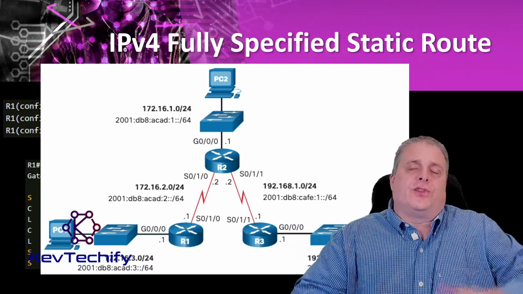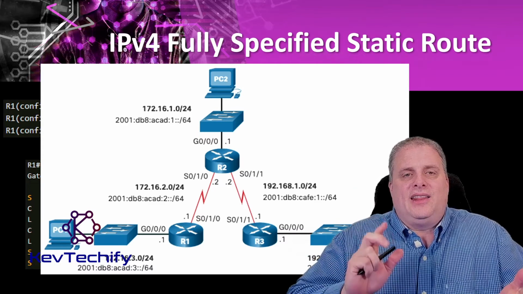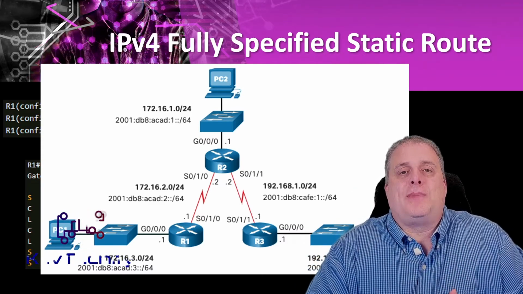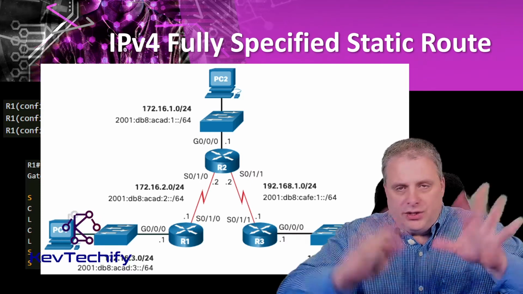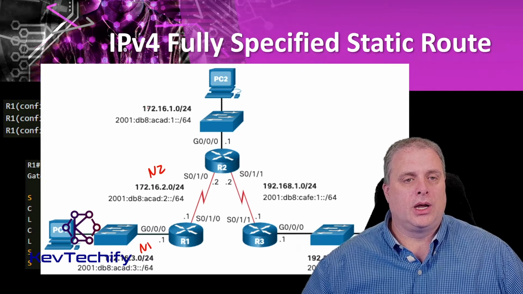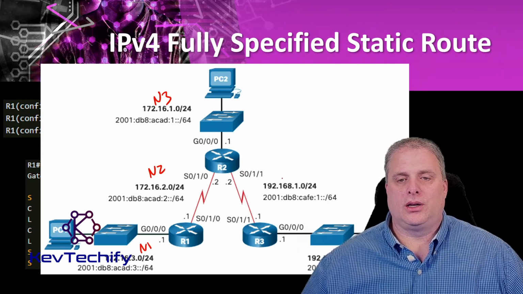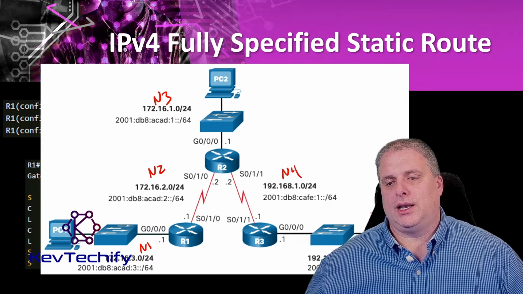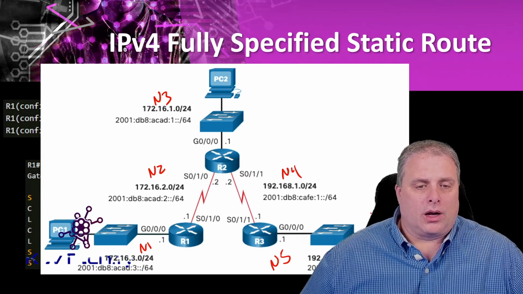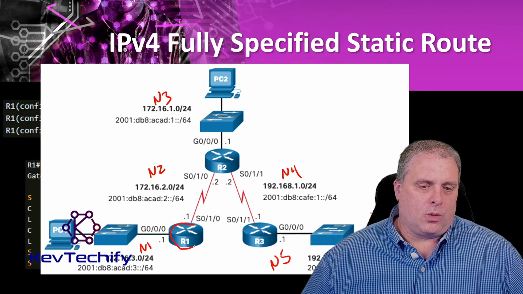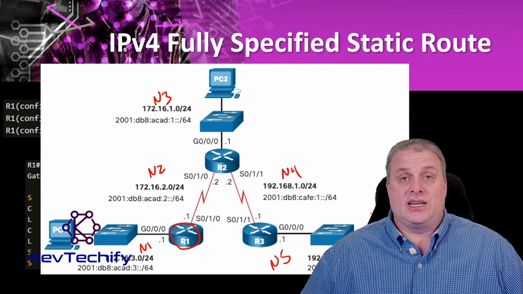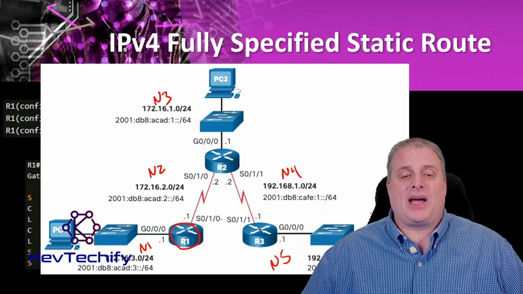The last way to do it is fully specified, where we identify the exit interface and the next hop IP address. We're going to use the same topology again: network 1, network 2, network 3, network 4, and network 5. Our conversation, once again, will start with R1, but this time we're doing fully specified. So we need the exit interface and we need the next hop IP address.